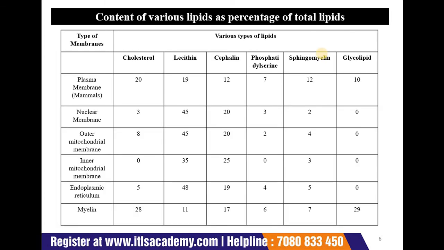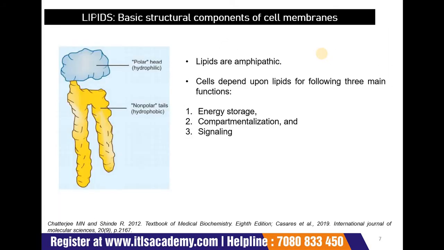Now we'll discuss in detail each individual component. We'll start with the lipids. Lipids are the major component, and this table shows the composition of different membranes and the presence of various types of lipids within these membranes. Here it shows the content as a percent of dry weight. The major lipids which are found in each membrane are cholesterol, sphingomyelin, and glycolipid.